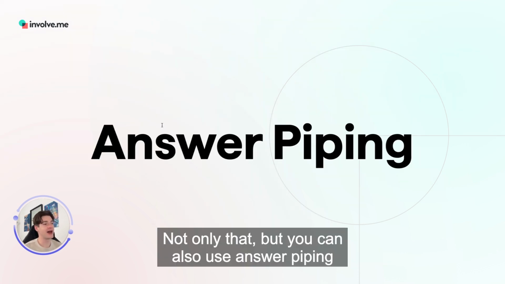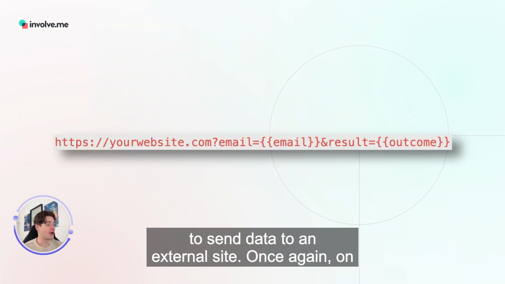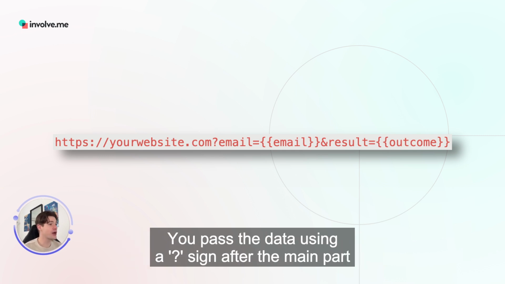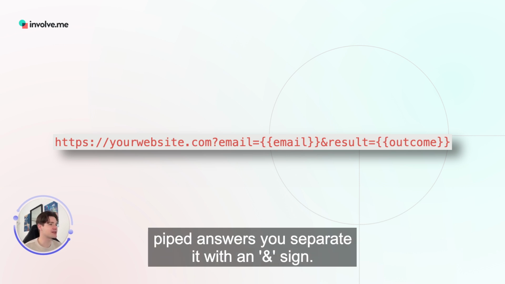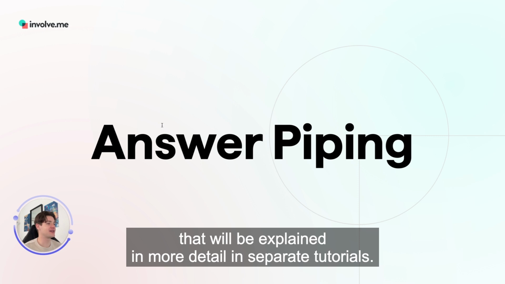Not only that, but you can also use answer piping to send data to an external site. Once again, on your screen, you can see how a URL like this would look like. You pass the data using a question mark sign after the main part of the URL. And then, if you want to add multiple piped answers, you separate it with an and sign. Linking to projects and passing data to an external URL are two topics that will be explained in more detail in separate tutorials.